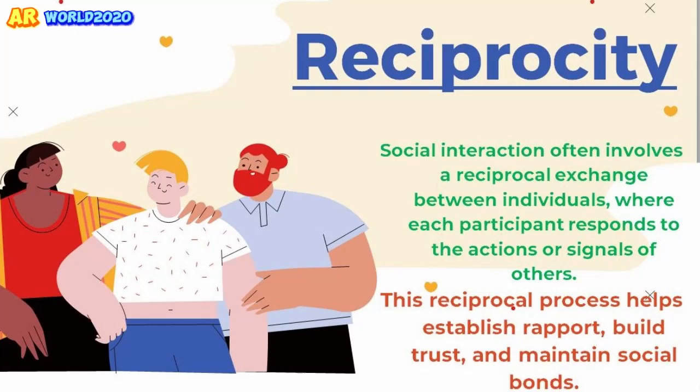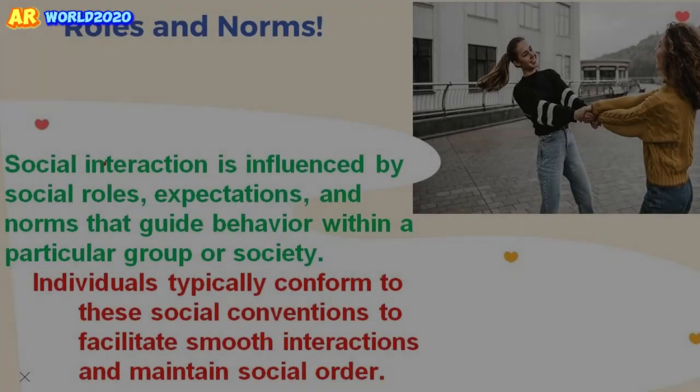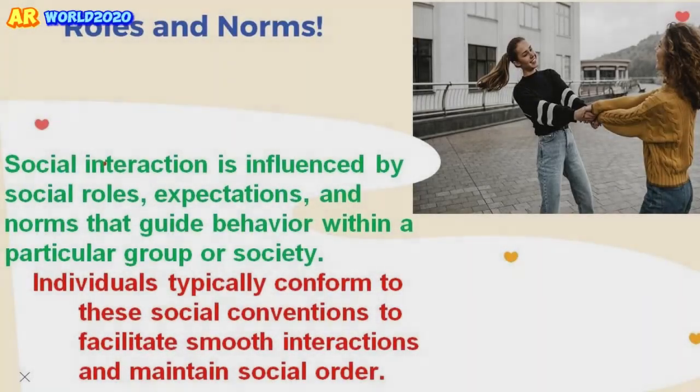3. Roles and norms. Social interaction is influenced by social roles, expectations, and norms that guide behavior within a particular group or society. Individuals typically conform to these social conventions to facilitate smooth interactions and maintain social order.